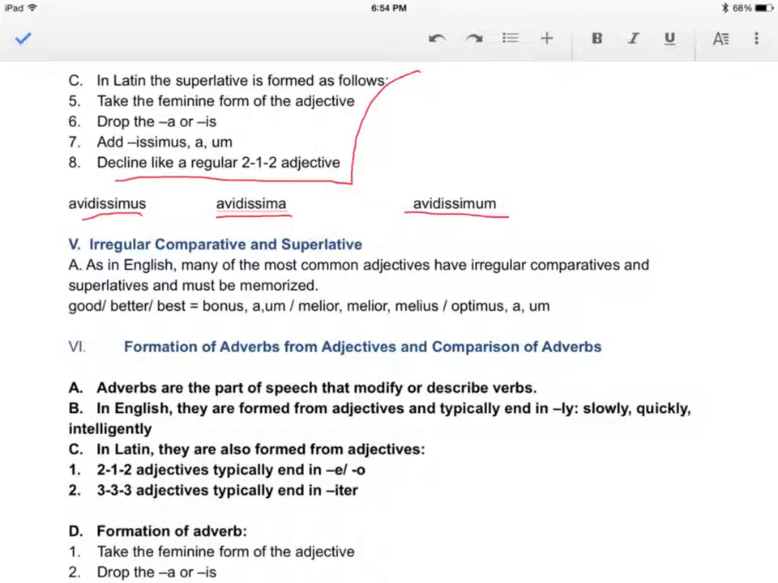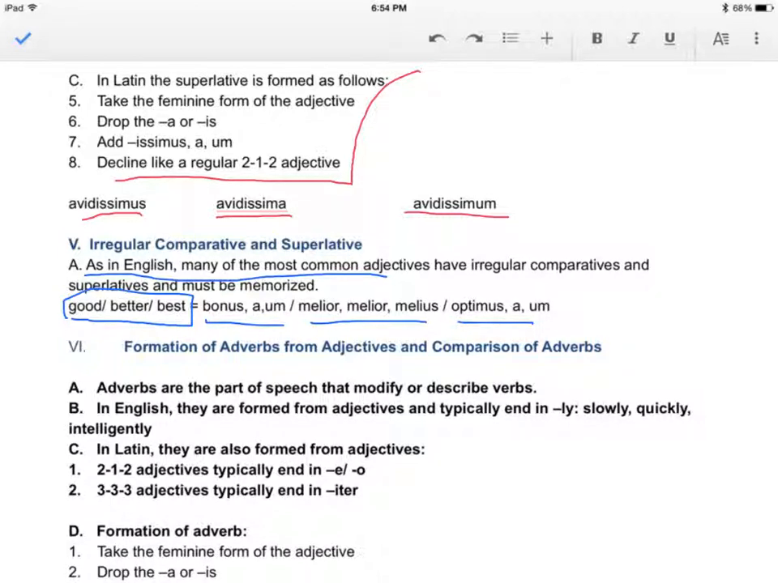The next point is that as in English, many of the most common adjectives have irregular comparatives and superlatives, and they must be memorized. In English, it's good, better, best, not good, gooder, or goodest. Just like in Latin, it's bonus, melior, and optimus. And the book has a list of the irregular comparatives and superlatives. You would never be able to predict good, better, and best, just like you would never be able to predict bonus, melior, and optimus. There's nothing that leads you to be able to predict those or form them unless you're a native speaker, and none of you are native speakers of Latin.